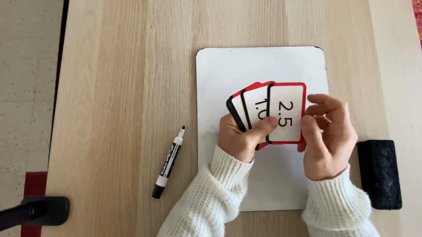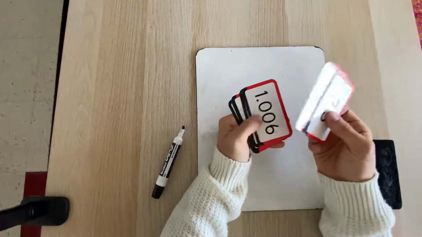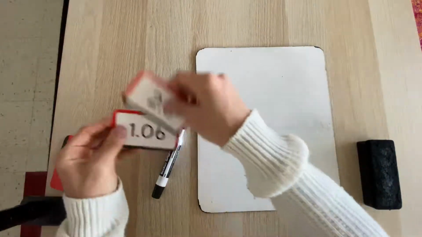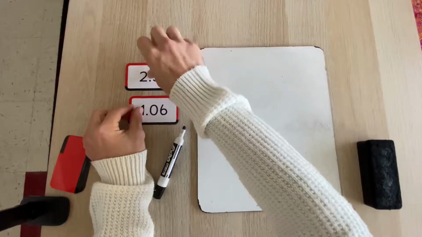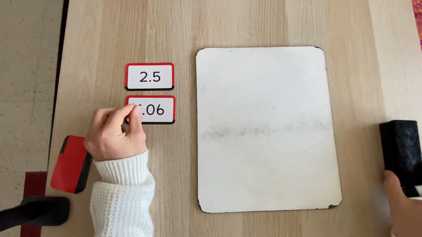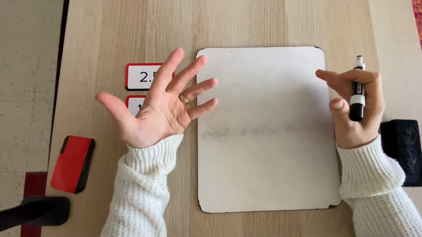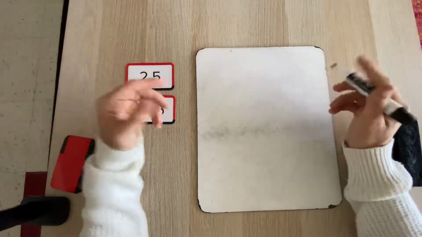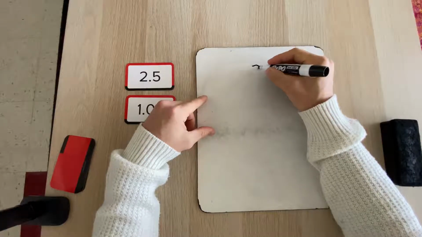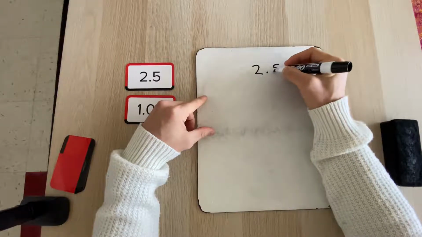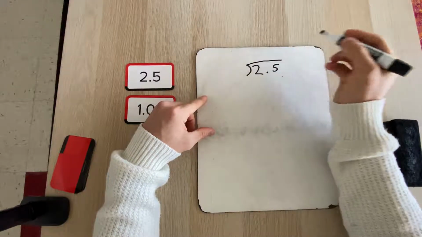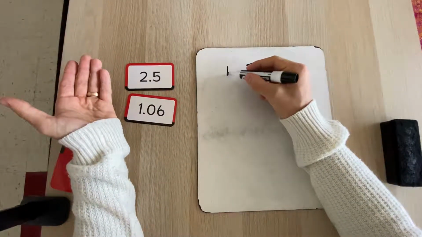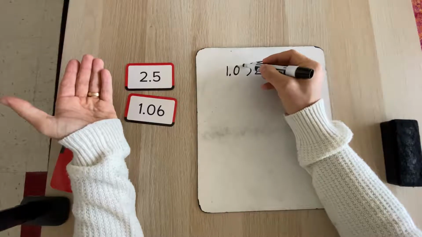So let's just say we pick the first two cards on this pile, and there's a bunch I could choose from. I'm going to pick these two, just because. And I'm going to start a division problem. It doesn't matter which one you want to divide by. Just pick one you want to put on the inside. I'm going to pick 2.5 or 2 5/10, and the other number on the outside, 1 6/100.